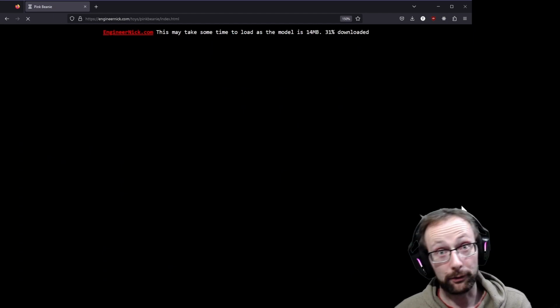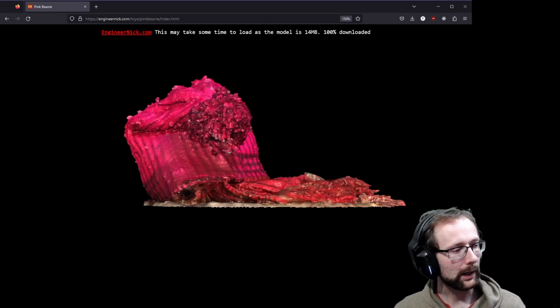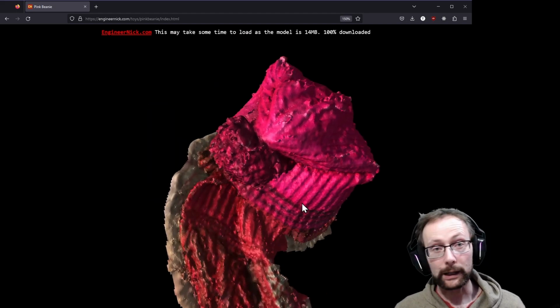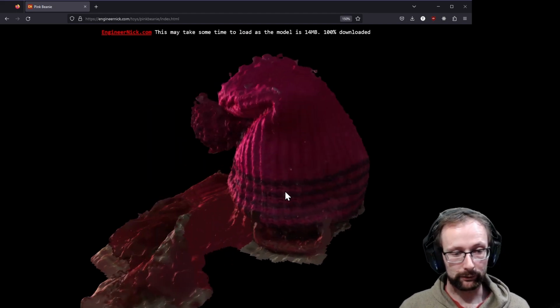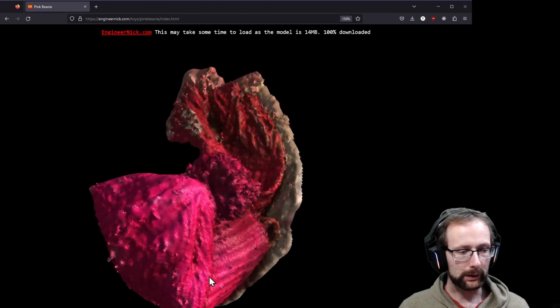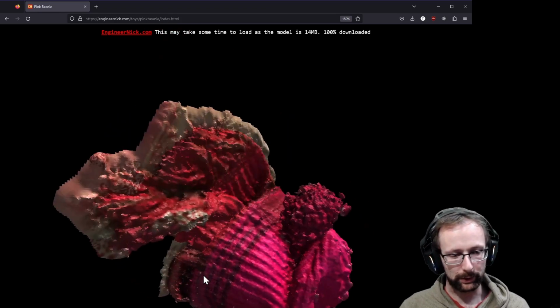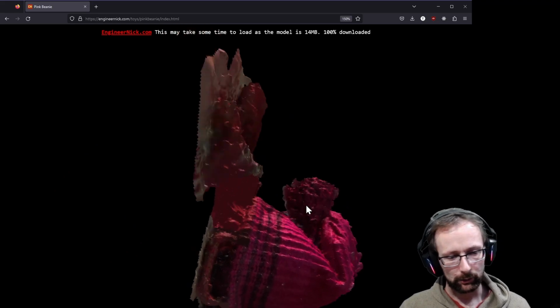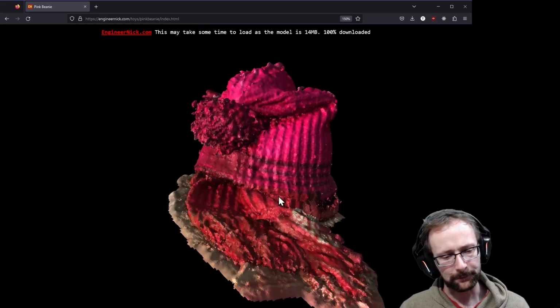Next, I have another 3D scan of a beanie. I was very bored one day in a motel for work, far from home, and it was winter time, and I had this beautiful bright pink beanie, which I like to wear. I wish I still had it. It was an awesome beanie.